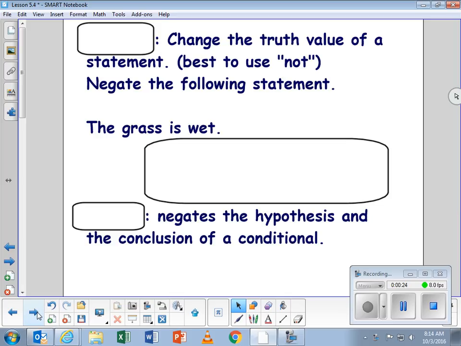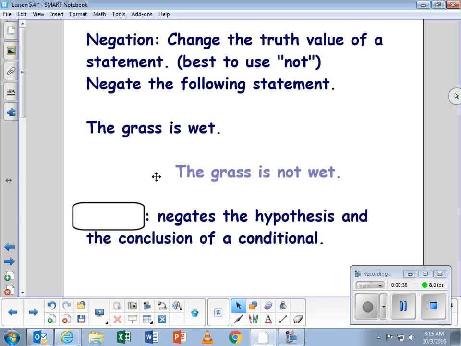And the first thing we talked about was negation. A negation changes the truth value of a statement. It's best to use the word not. If we negate the following statement, the grass is wet, we would say the grass is not wet.